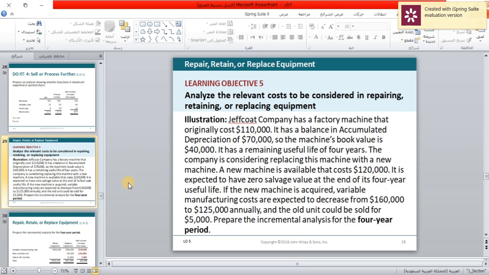The company is considering replacing this machine with a new machine that costs 120,000. It is expected to have zero salvage value at the end of its 4-year useful life. If the new machine is acquired, variable manufacturing costs are expected to decrease from 160,000 to 125,000 annually, and the old unit could be sold for 5,000. Prepare the incremental analysis for the 4-year period.